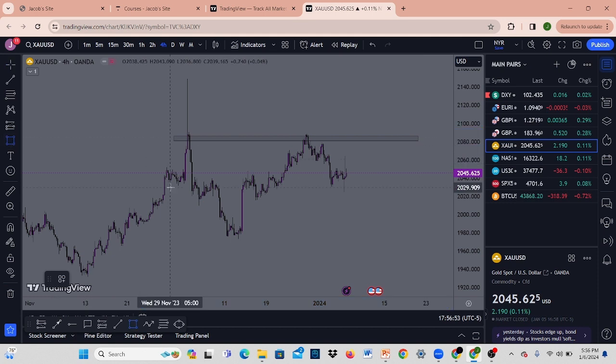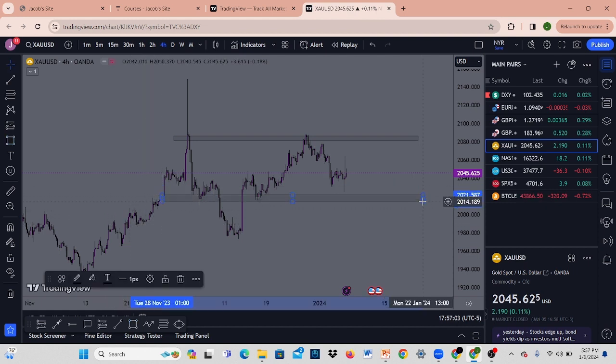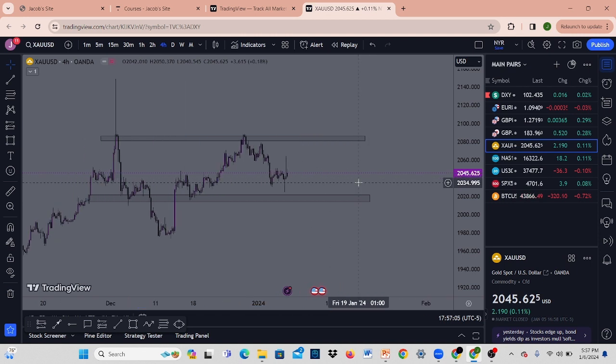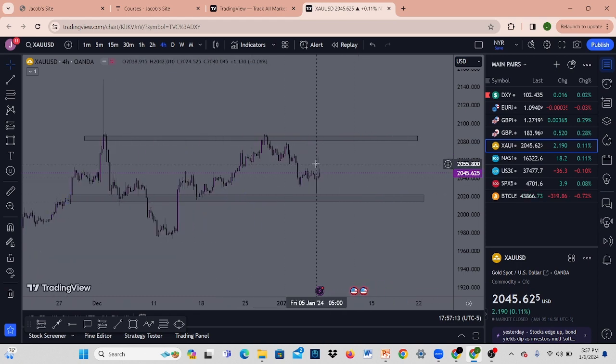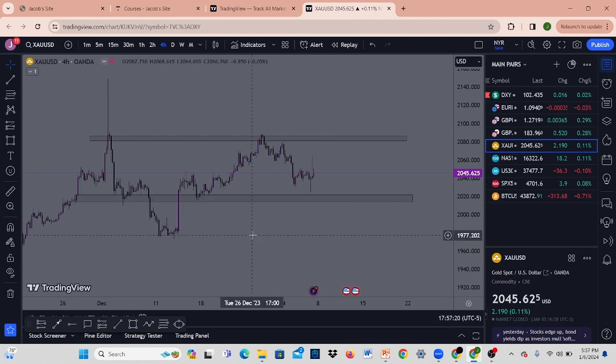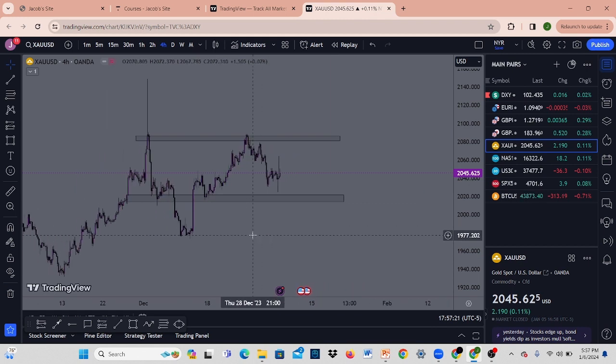If I were to mark the most recent resistance and most recent support area, let's say here. Right now, I don't see any setup on gold as of now. So I would wait to see how we react at either level here, either this resistance or support. For me personally, there's no trade on gold as of now.